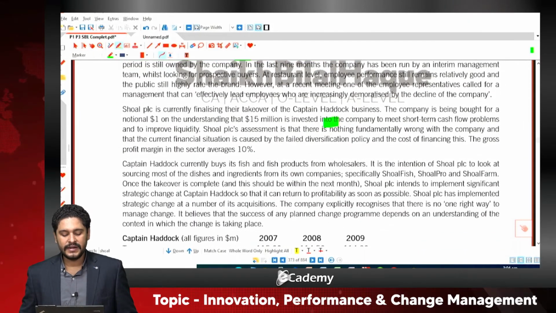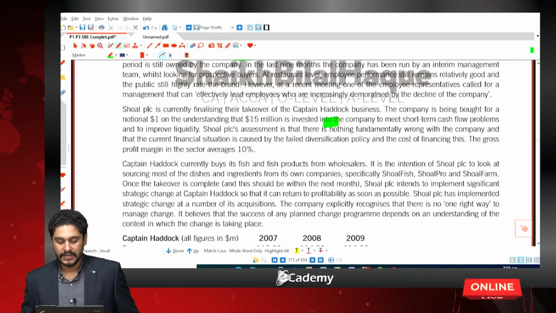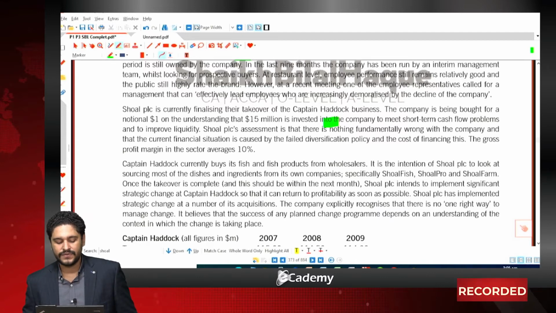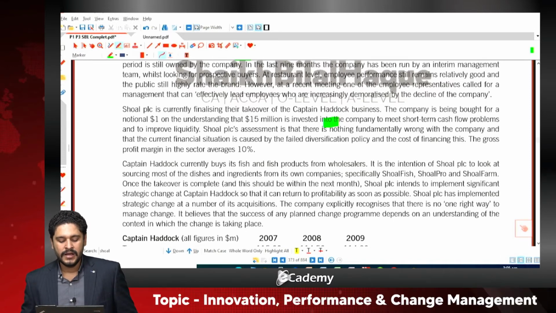Shoal PLC is currently finalizing their takeover of the Captain Haddock business. The company is being bought for a notional $1 on the understanding that $15 million is invested into the company to meet the short-term cash flow problems and to improve the liquidity. Shoal PLC's assessment is that there is nothing fundamentally wrong with the company and that the current financial situation is caused by the failed diversification policy and the cost of financing this.